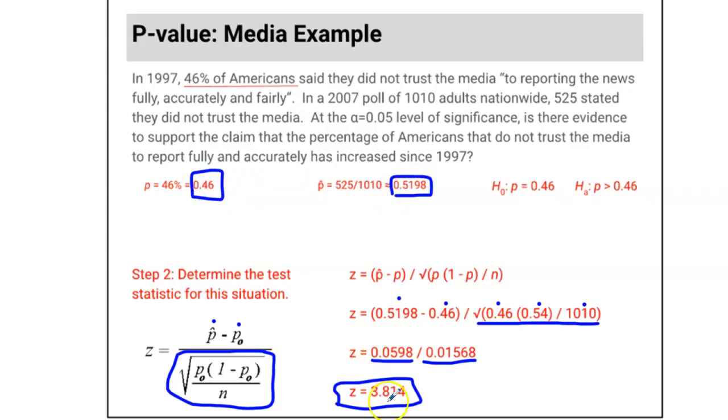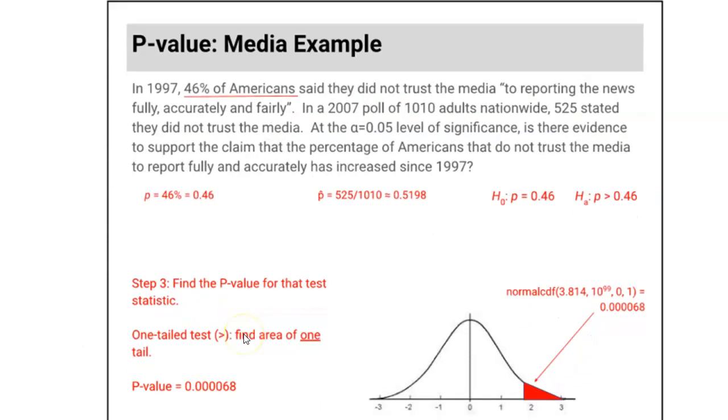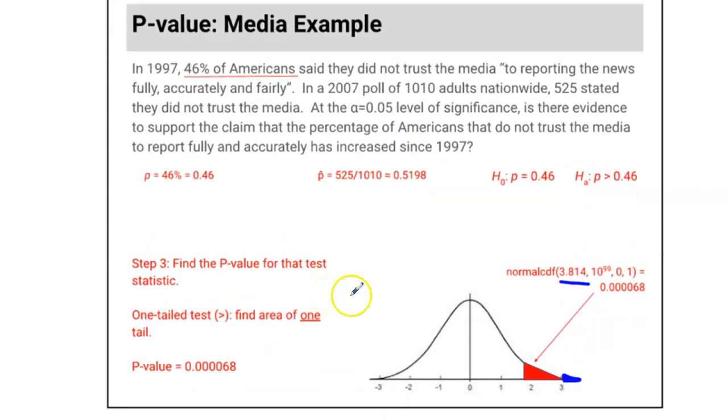That's a lot. 3.8 standard deviations is a lot of space. In order to model that, we'll show it here. The area under the curve in this triangle really should be a lot smaller, right? This triangle should be like from here to here, something like that, because we're dealing with a z-score that is 3.814. So if we're trying to find the p-value for that test statistic, we just use the normal CDF function in our calculator. 3.814 would be here.